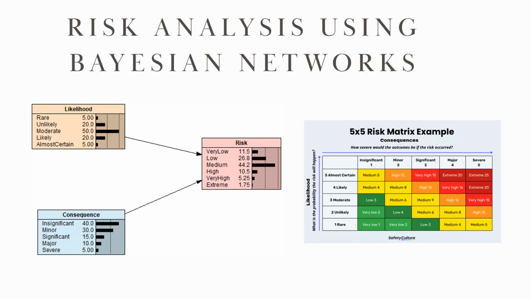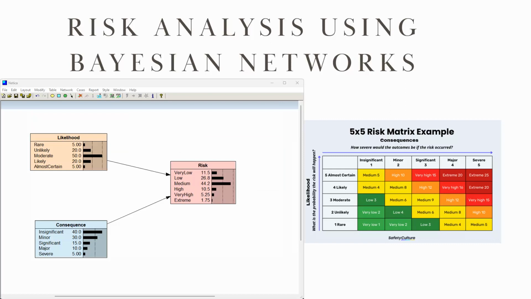Now we show this network modelled using Netica, a software package for building and running Bayesian networks. Here we have the Netica application with the risk model loaded. The network is in the no evidence state, which is usually a statistical average. In other words, moderate is the most common likelihood and insignificant the most common consequence. The first column in the matrix represents the possible risk values for insignificant consequences.